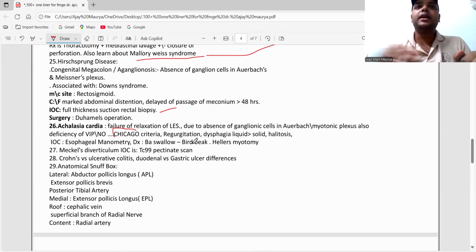There is regurgitation, dysphagia to liquids and solids, and halitosis, meaning bad breath. Investigation of choice is esophageal manometry. There is also a barium swallow, and on the barium swallow you will see the bird's beak sign, and the surgery is Heller's myotomy.